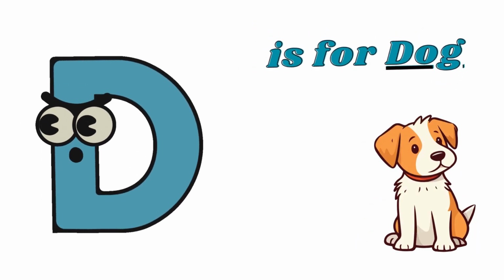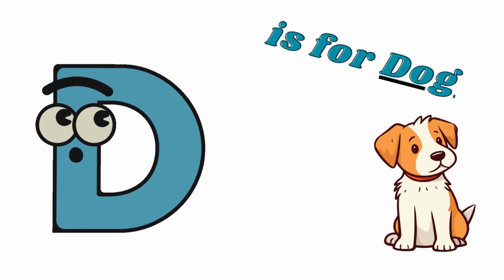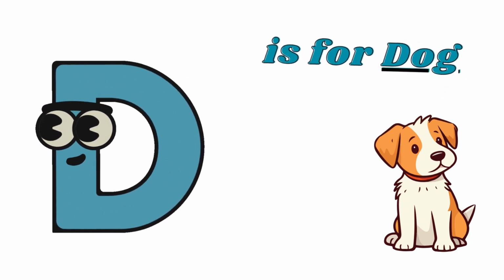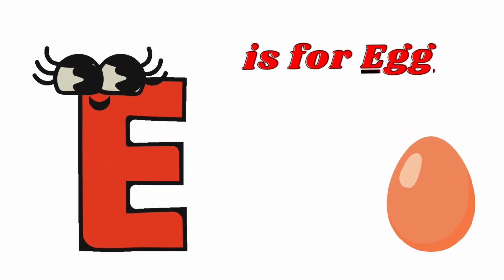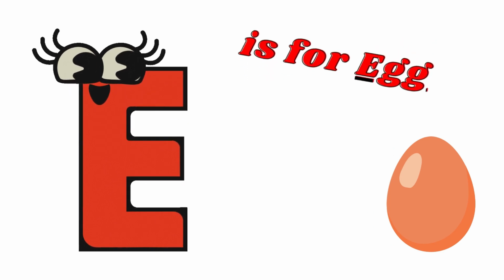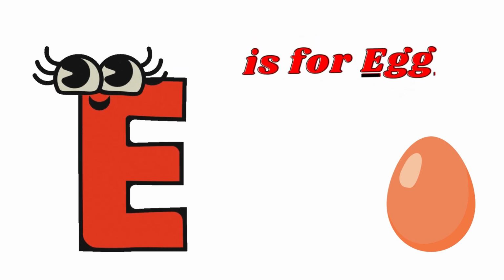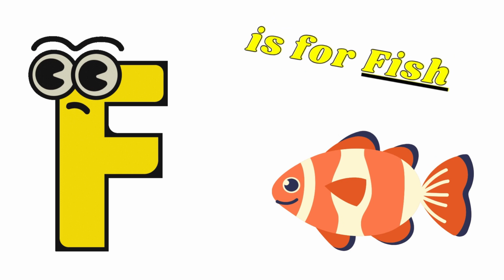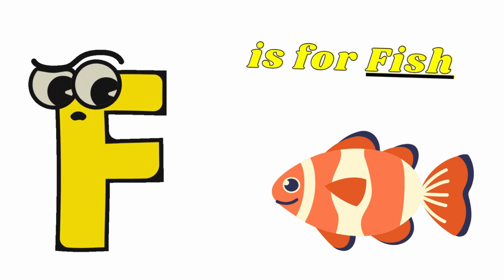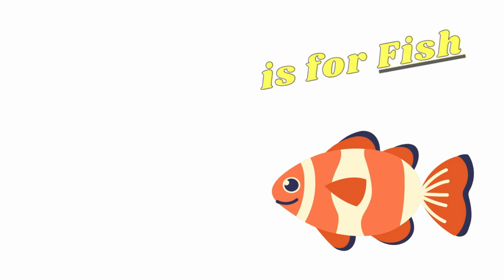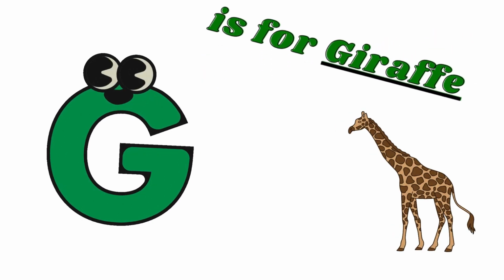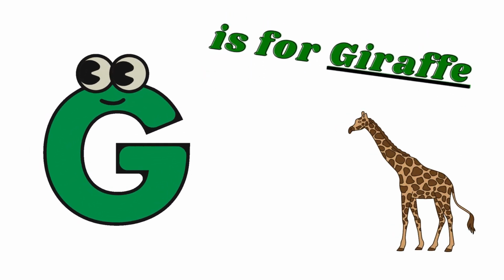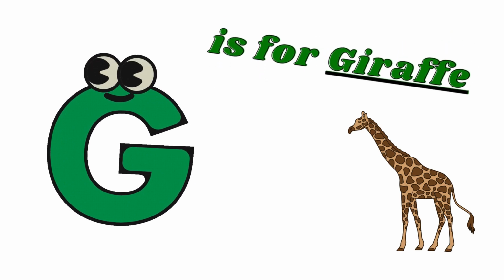D. D is for dog. E. E is for egg. F. F is for fish. G. G is for giraffe.